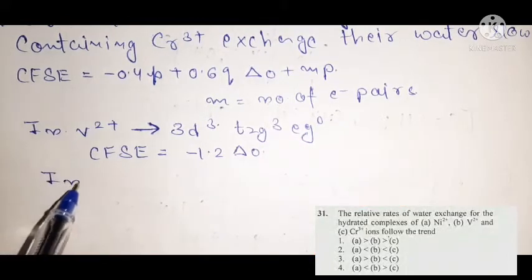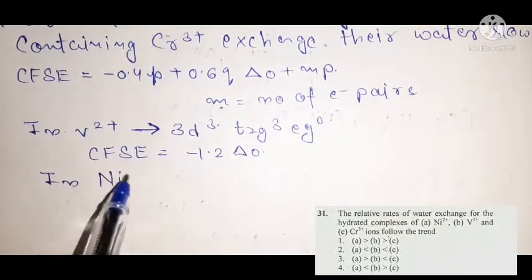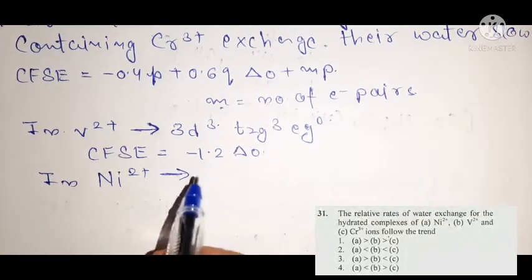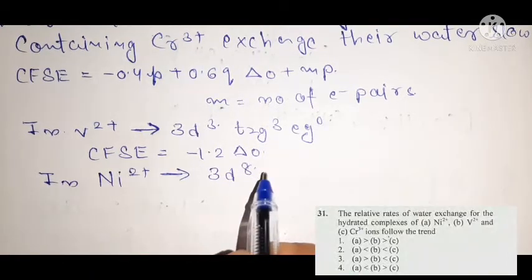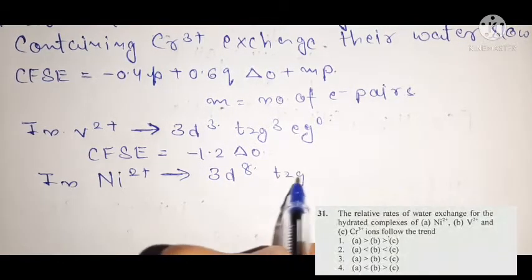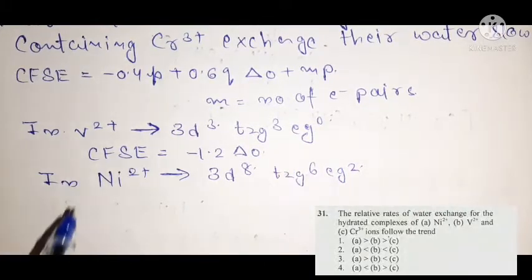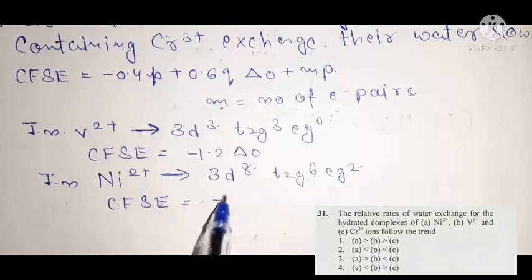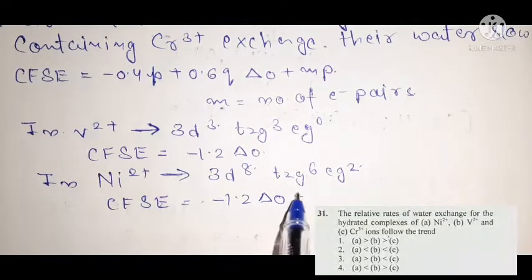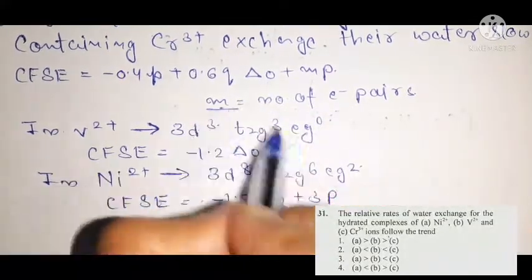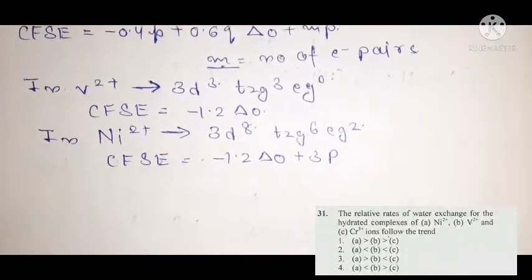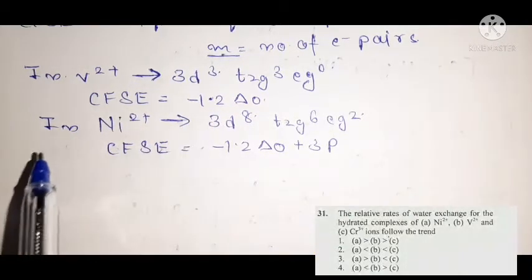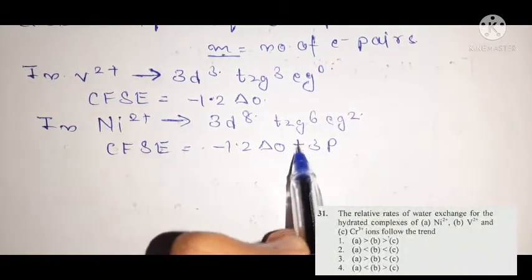Similarly, in the case of nickel 2 plus, the electronic configuration is 3d8. So that means it is t2g6 eg2. So its value of CFSE will be minus 1.2 Δo plus 3P, because the number of electron pairs is 3. So the CFSE of vanadium 2 plus is minus 1.2 Δo, but the CFSE of nickel is minus 1.2 Δo plus 3P.